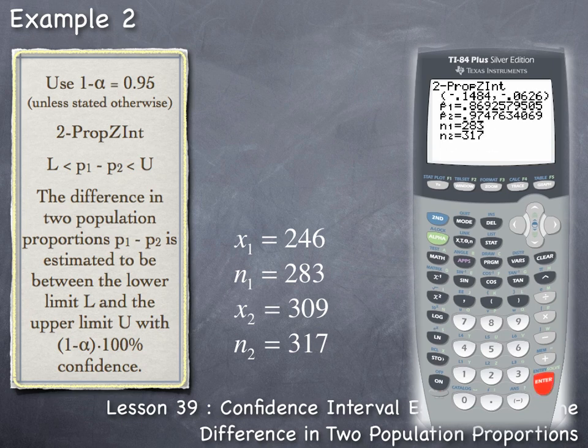Under the 2-PropZInt command, in parentheses, separated by commas, is our confidence interval estimate from L, the lower limit, to U, the upper limit. Proportions are probabilities, so we just need to round these off to 3 places after the decimal. So the estimate would be negative 0.148 less than P1 minus P2 less than negative 0.063.